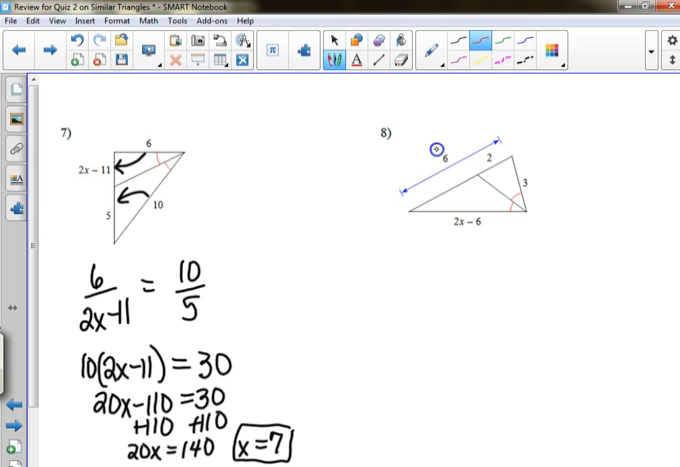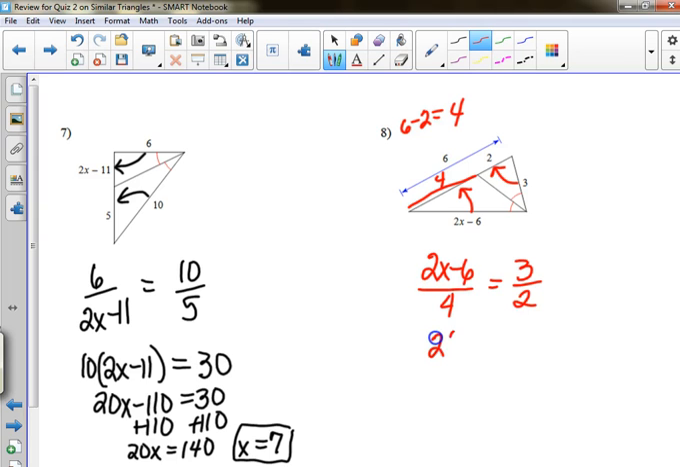This one is very similar. We just have to start off with a little thing here. We have to find this piece. So if the whole thing over here is 6, we subtract 2 for that little chunk, we'll get 4 here. So then if we draw the little arrows from the angle bisector, we'll have 2x minus 6 is to 4, as 3 is to 2.